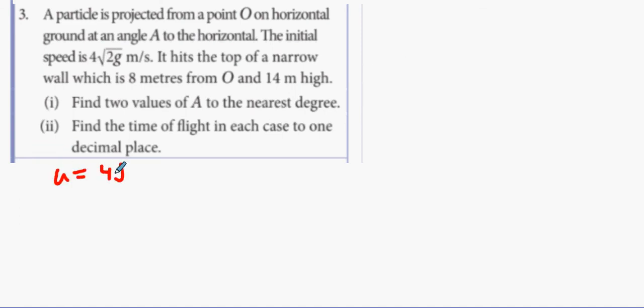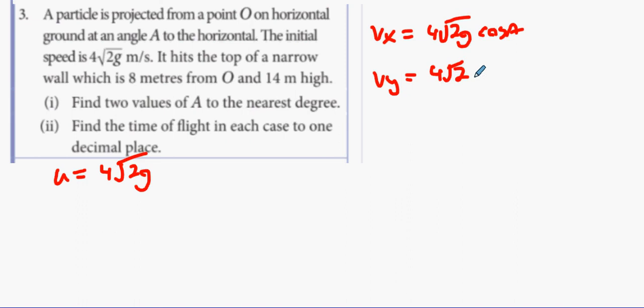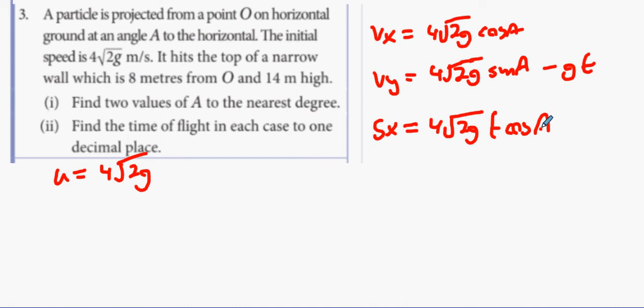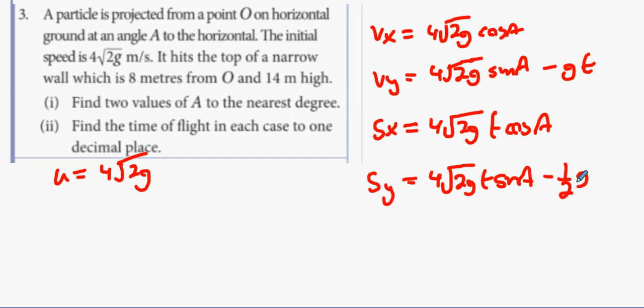You have a u value of 4 root 2g. So you're going to get Px equals 4 root 2g cos A. Py equals 4 root 2g sine A minus gt. The g is inside the square root sign. And Sx equals 4 root 2g t cos A. Sy equals 4 root 2g t sine A minus a half gt squared.